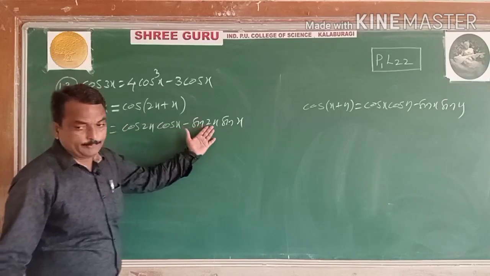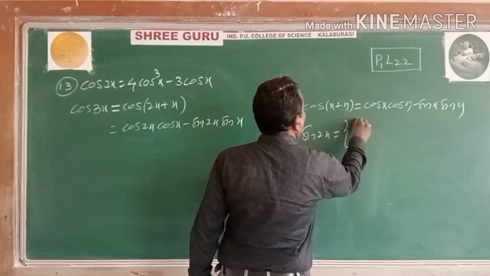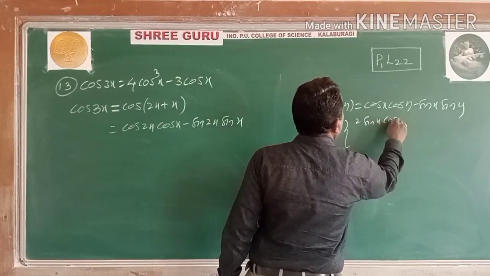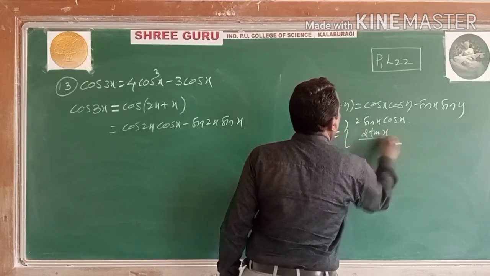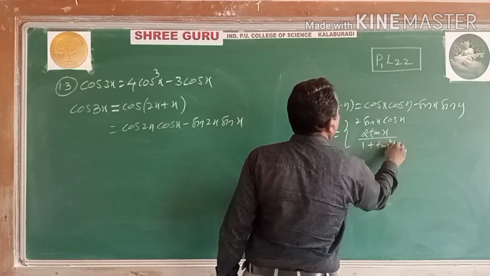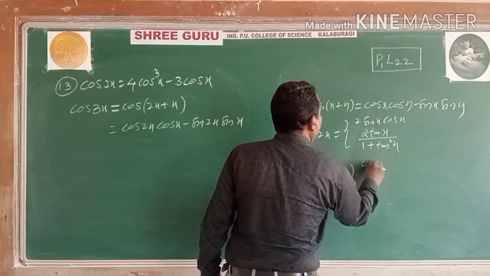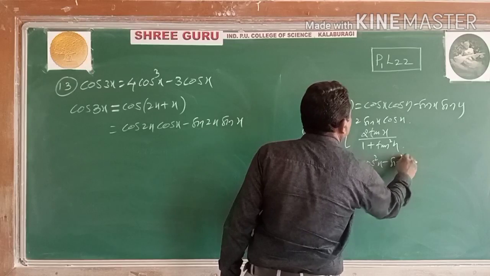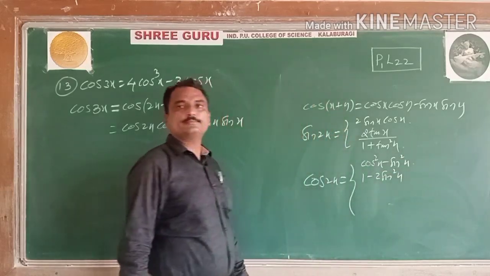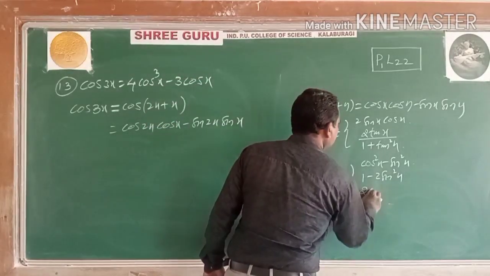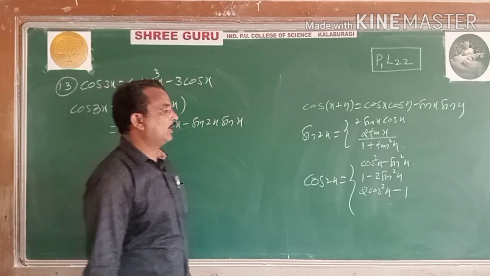Now you have different types of formulas. Sin 2x, once again I will write these two formulas: 2 sin x cos x, and in terms of tan, 2 tan x divided by 1 plus tan square x. Cos 2x is cos square x minus sin square x. In terms of sin, 1 minus 2 sin square x. In terms of cos, 2 cos square x minus 1.